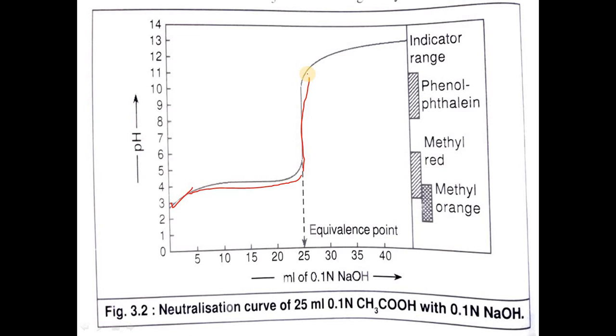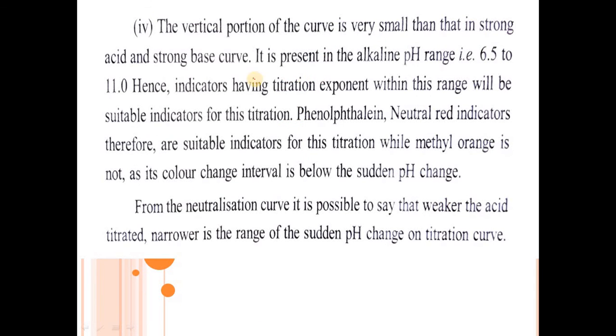But when all the H+ from acetic acid has vanished and we continue the addition of NaOH, then again we get the curve. So this is the graph which represents the titration of a weak acid against a strong base, and these are the indicators which show the color change. For phenolphthalein we get the color change at 8.3 to 10. So this is about the neutralization curves.